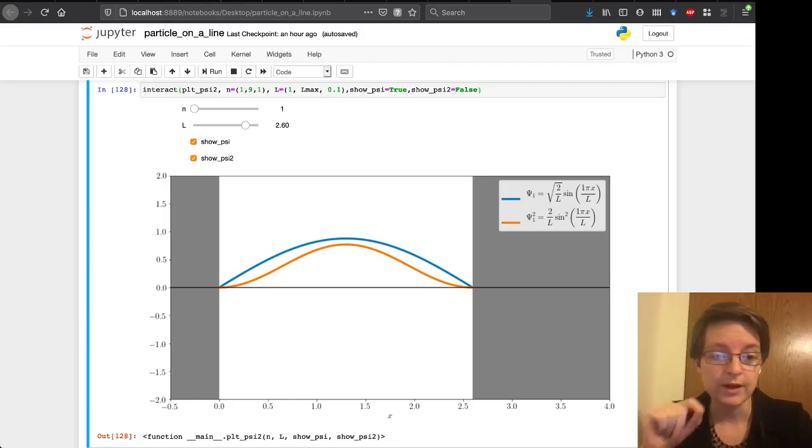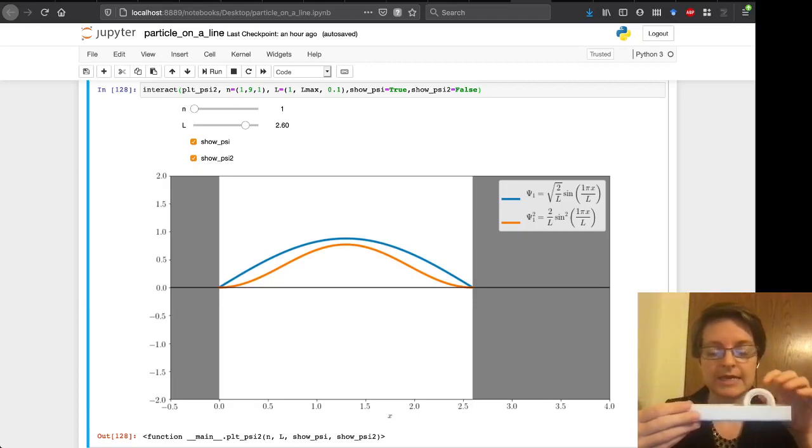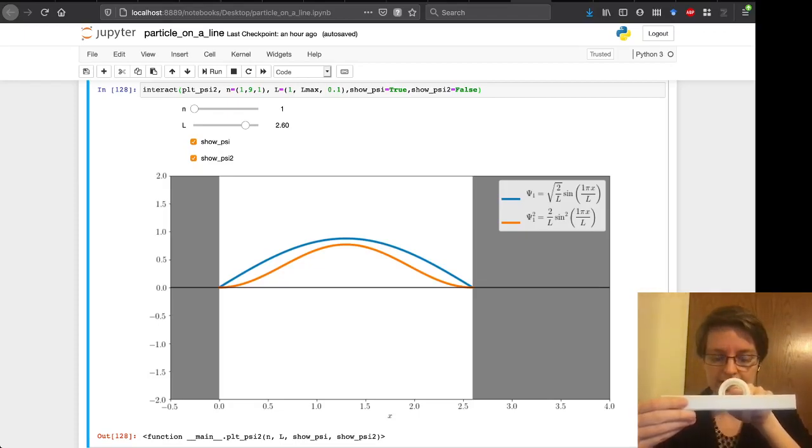Now, psi squared, this orange curve, tells us about the probability. So if my particle is in the stationary state of psi 1, that means that, unlike classical mechanics, it is most likely for me to see this particle somewhere in the middle of the box.